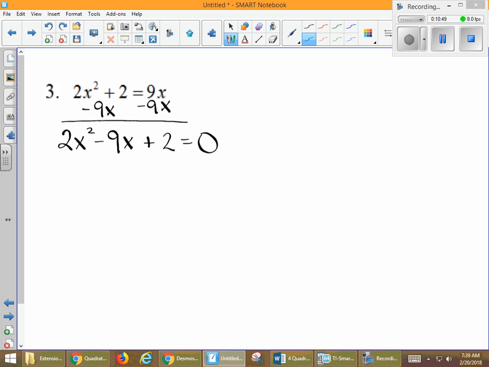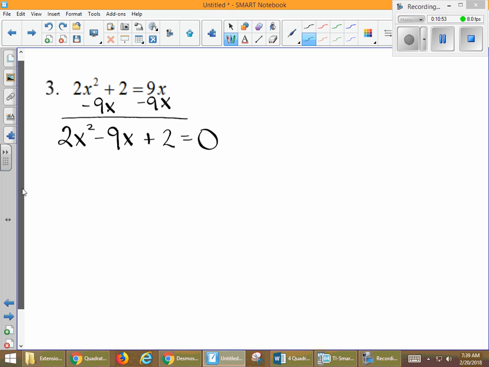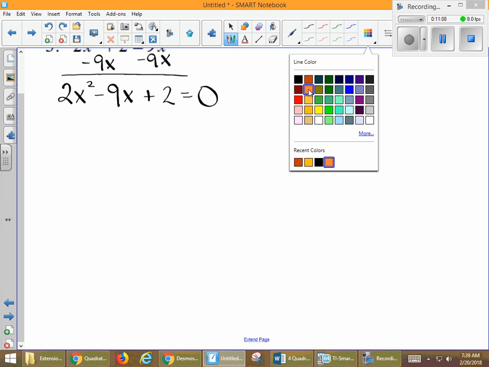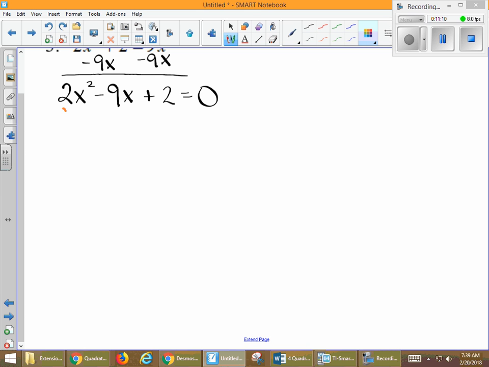This is a great opportunity for you to pause and see if you can get all the numbers plugged into the quadratic formula on your own. So go ahead and pause and see if you can label A, B, and C, and then plug the numbers into the quadratic formula. Okay, hopefully you paused. I'm going to label A is 2, B is -9, and C is +2.